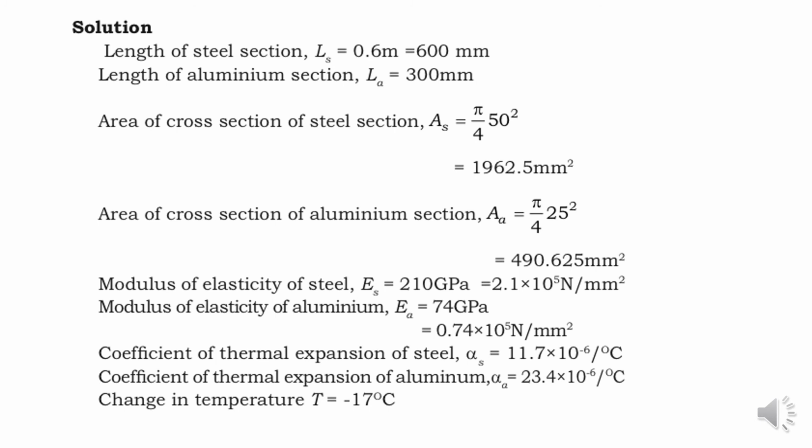Now the change in temperature we can find by subtracting final minus initial, and that is equal to minus 17 degrees Celsius. So we can take the value as 17 degrees Celsius.